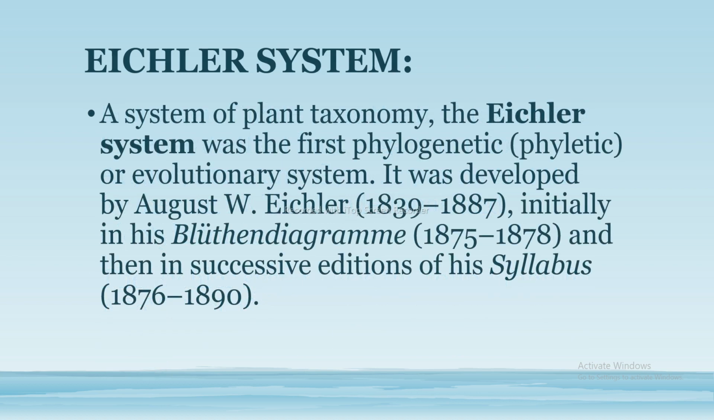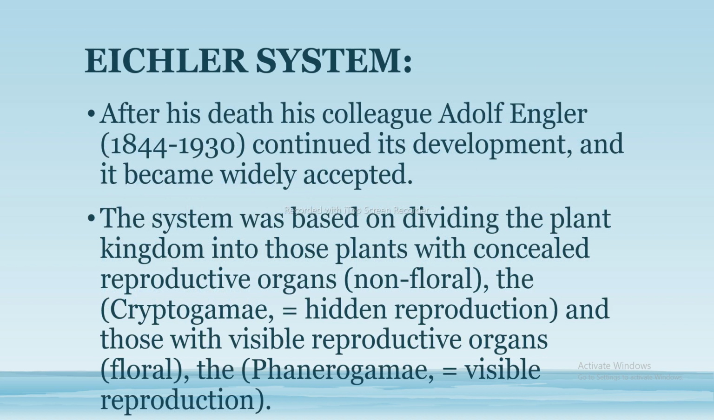A system of plant taxonomy, the Eichler system was the first phylogenetic and phyletic or evolutionary system. It was developed by August Wilhelm Eichler in the time period of 1839 to 1887, initially in his Blüthendiagramme 1875 to 1878, and then in successive editions of his Syllabus 1876 to 1890. After his death, his colleague Adolf Engler, 1844 to 1930, continued its development and it became widely accepted.